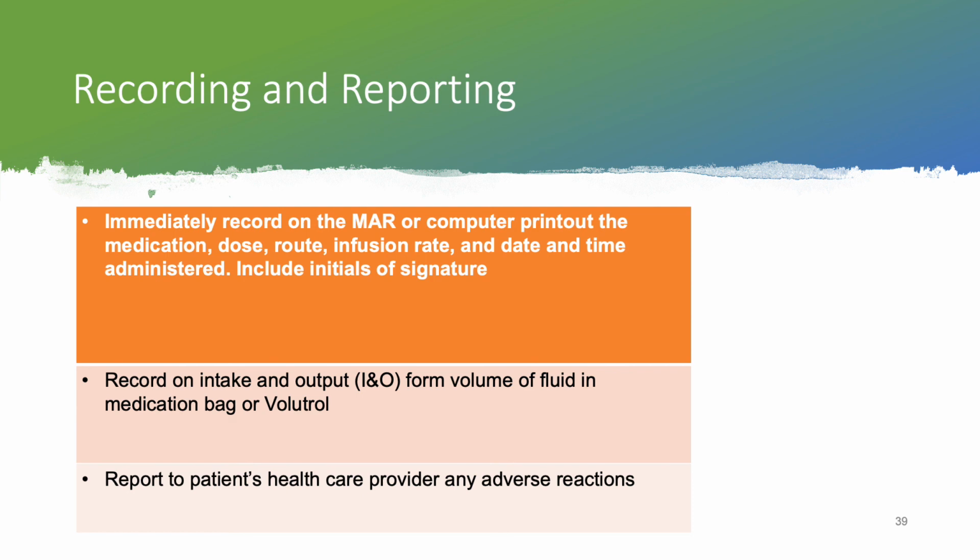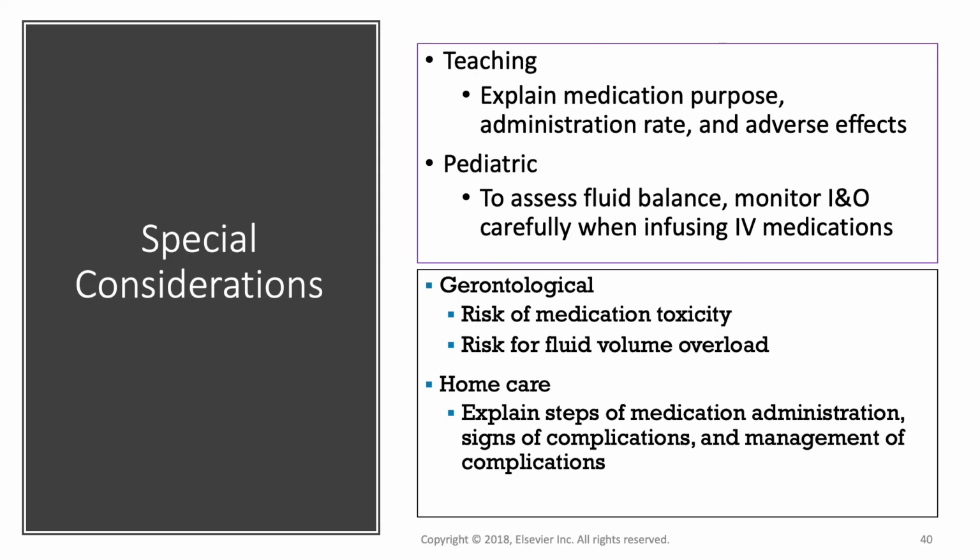You would record on the MAR what the patient received: the medication, the dose, the route, infusion rate. You would record also this volume on an I's and O's. And then we would, of course, be on the lookout for any adverse reactions and let the patient's provider know if the patient complains of any unusual side effects from the medication that they are receiving. So teaching, again, because we're giving medications, we're teaching the patient about what they're receiving, why they are receiving it, and what the potential most common adverse side effects are to let us know about them.